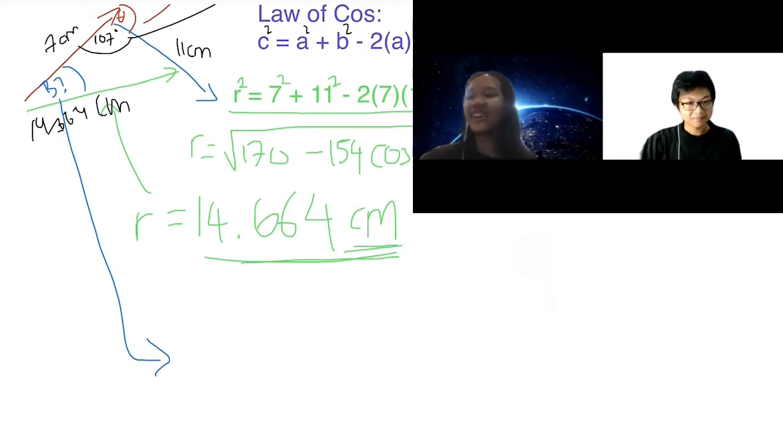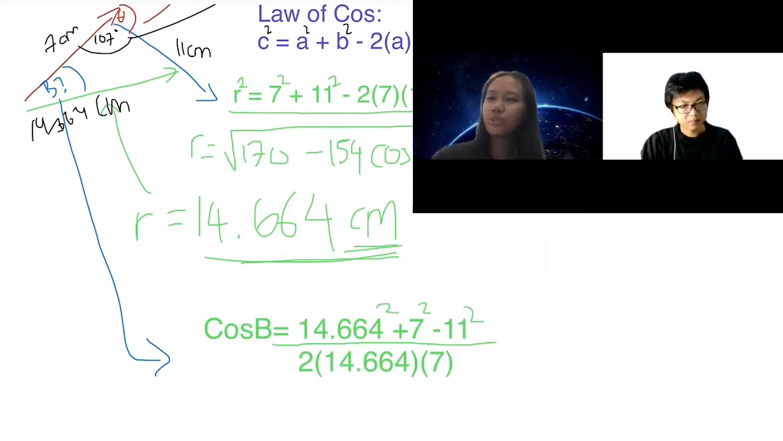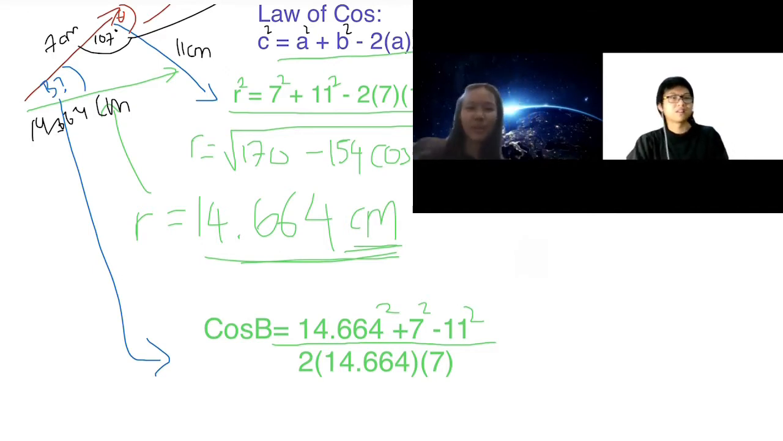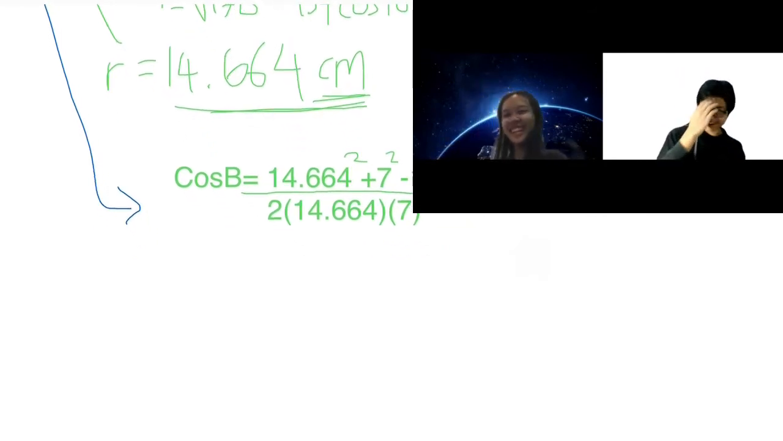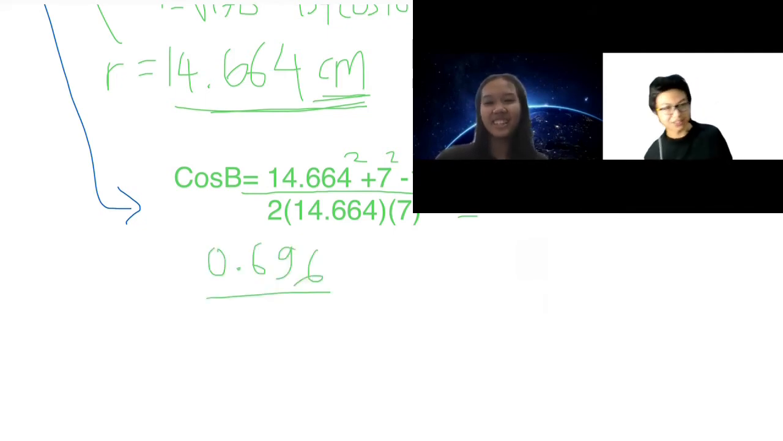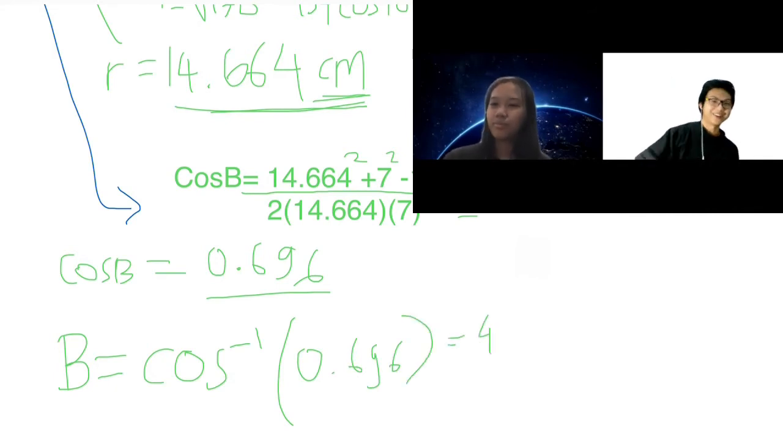Actually, we just use the law of cosines, I believe. So, cos B equals 14.664 squared plus 7 squared minus 11 squared, and you can calculate that first, and divide the whole thing by 2 times 14.6 times 7. Yeah, use a calculator, bro. Oh, okay, I got it. So basically, we're just going to alter the law of cosines, like swap the places and all that. Yeah. Okay, I got it. Thank you. Bye-bye.